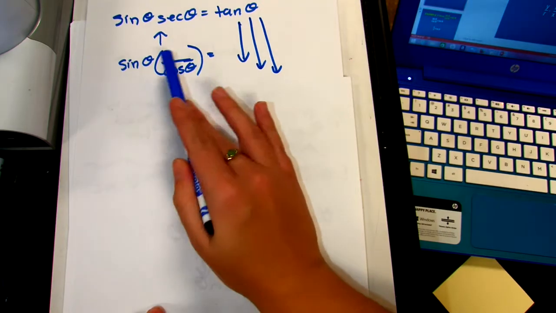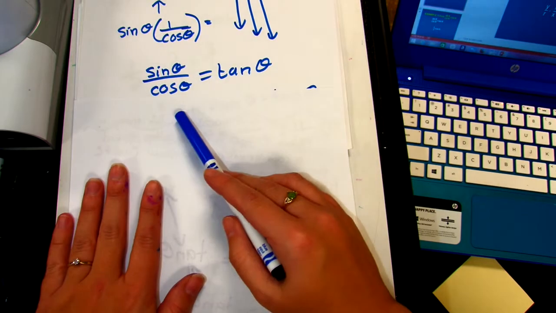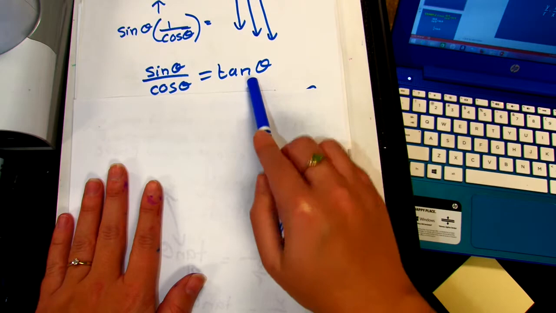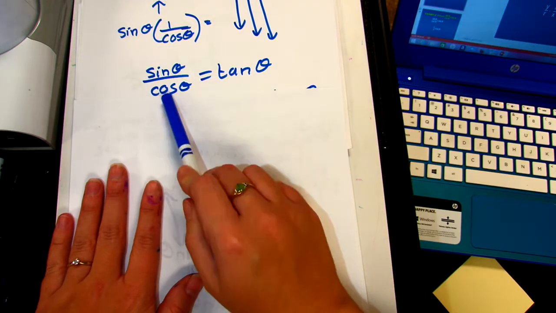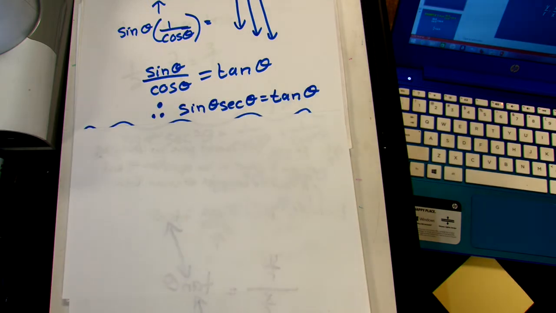Well, sine times 1 over cosine becomes sine over cosine. And remember, the tangent comes down. So now I have sine over cosine equals tangent. Well, remember, we proved that sine over cosine is tangent. So therefore, sine theta times secant theta equals tangent theta.